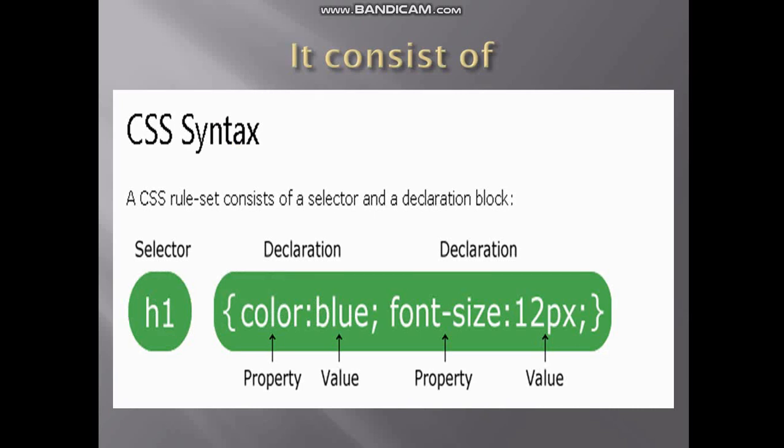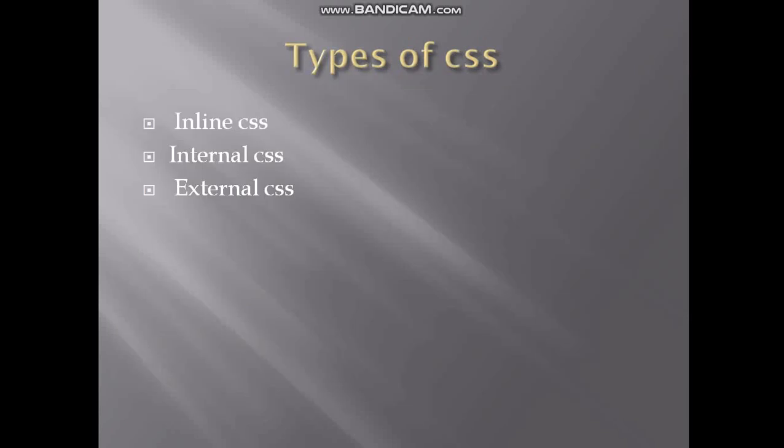Now this curly brace I am showing, this is a block. Here I am using two properties, color and font size, and the values I am passing are blue and 12 pixel. So CSS consists of mainly a selector, property and its value. So you can set many properties at a time. In this example I am changing the properties of color and font size.